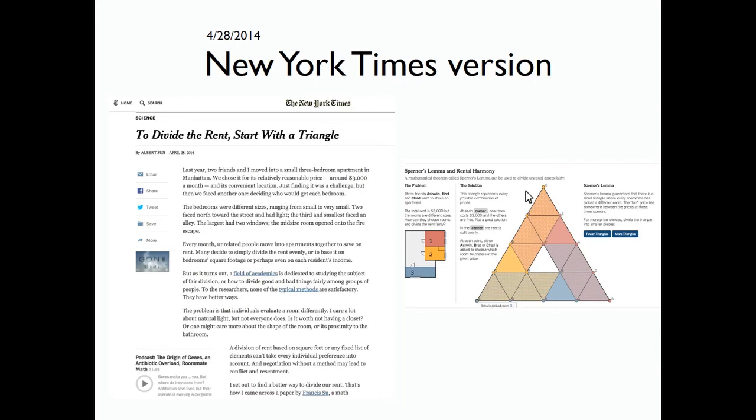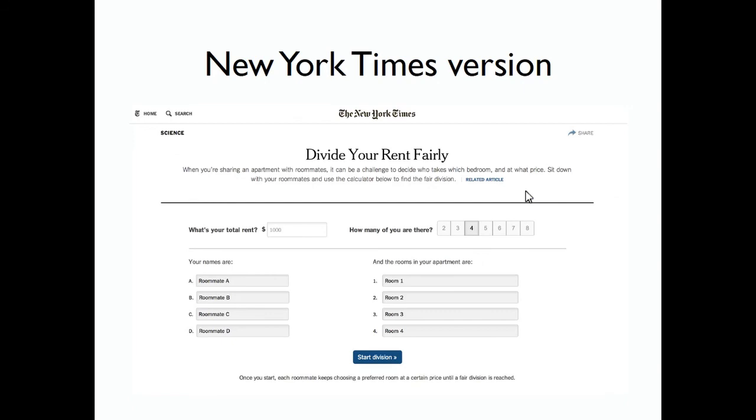So you can go to the New York Times website. They did an amazing job with this. It actually works really well. It uses a version of the Sperner lemma to solve your rent problem. And now I get a lot more emails because I get a lot more traffic. All right. Anyways, I hope you've enjoyed learning about Sperner's lemma, and thank you very much.